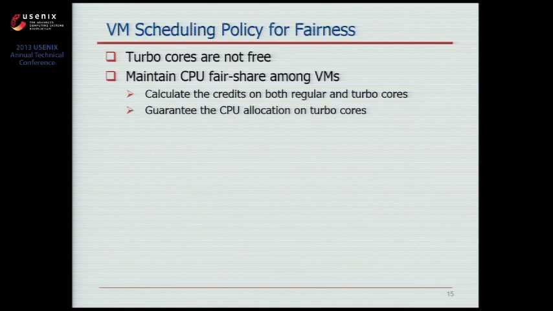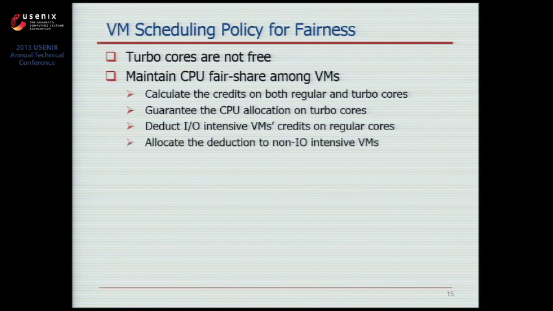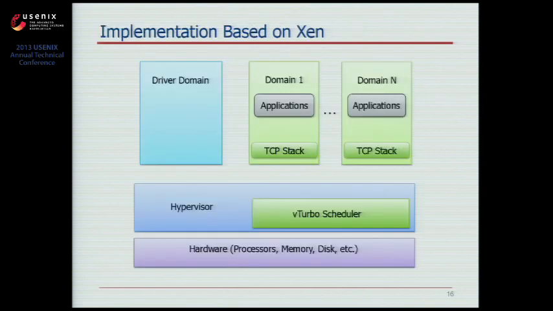If the total CPU allocation of a VM goes beyond the fair share due to using the turbo cores, we will deduct its credits on the regular cores and give the deduction to the VMs which don't use the turbo cores. The detail of the scheduling is in our paper, so due to time limit, I will not show them here. In order to evaluate our solution, we implemented a simple prototype based on the Xen VMM.